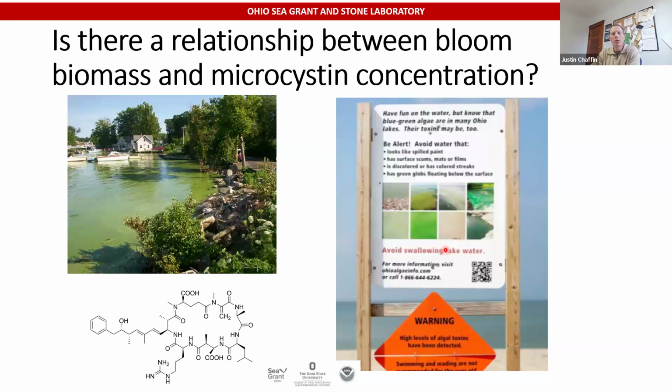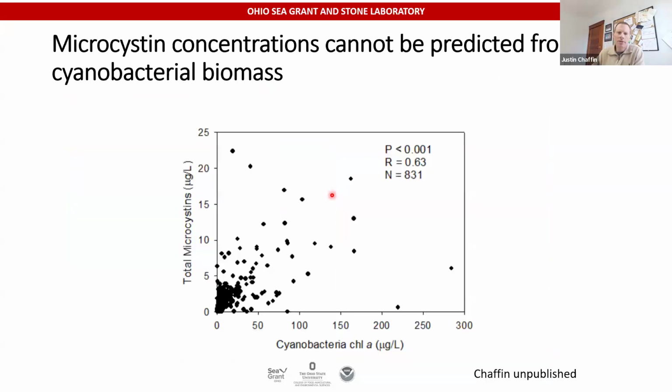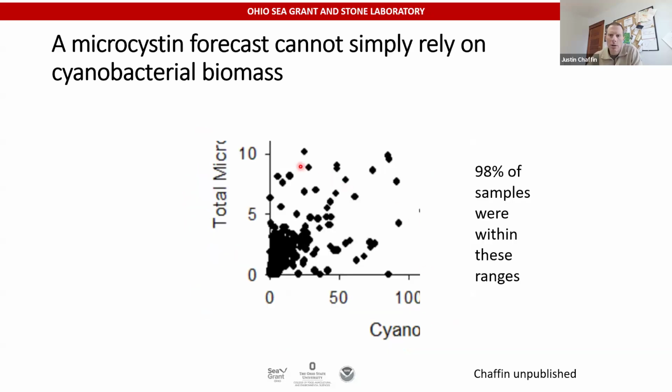So an obvious question, is there a relationship between bloom biomass and microcystin concentration? So can you look at a water that is green and assume it's super toxic or not? This is data that my lab's been collecting for several years in the Western Basin. We have cyanobacteria biomass on the x-axis here and total microcystin concentrations on the y. And when we zoom into where most of the data lie, we see that there's really no correlation between the two. So if we're trying to forecast bloom toxicity or microcystin concentrations, we cannot simply rely on biomass.